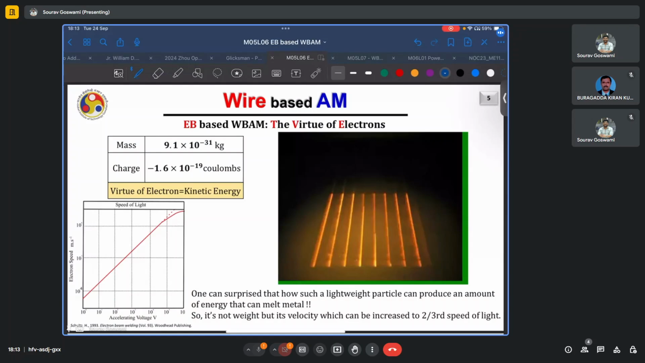In fact, here in this plot, it says that for sufficient accelerating voltages, say up to 10 to the power 5 or 10 to the power 6, we can almost achieve the speed of light, never quite reaching it, but that is a substantial number. And as we saw in this video, often the movement of this electron beam over the powder surface is so quick, it appears that there are multiple beams acting simultaneously, whereas there is only one beam which is scanning the surface.